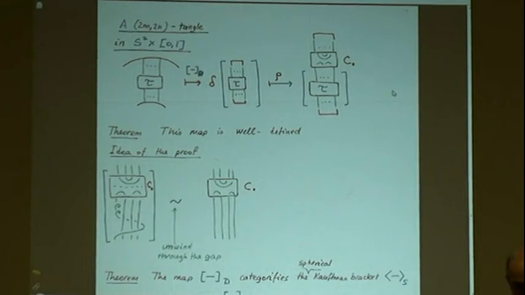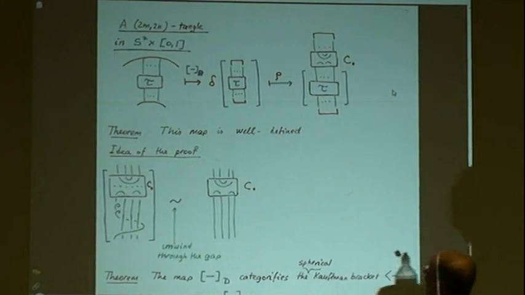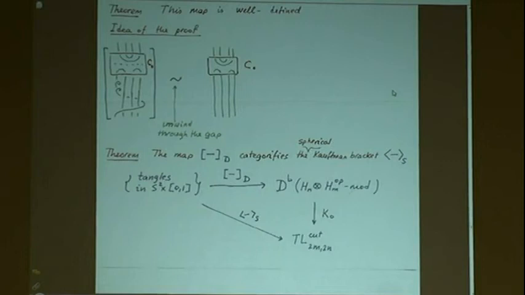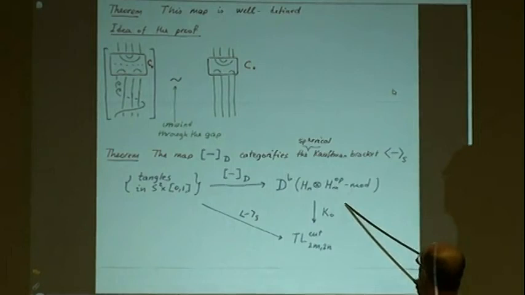Well, no, I didn't put it correctly. You cannot safely unwind. You have to be careful. You can unwind all the terms in the complex, but you have to verify that morphisms are not changed. So this requires some tricks, but it can be done. So you just unwind by using that it's split. So the theorem is that this map from tangles to the derived category of bimodules categorifies the Kauffman bracket.